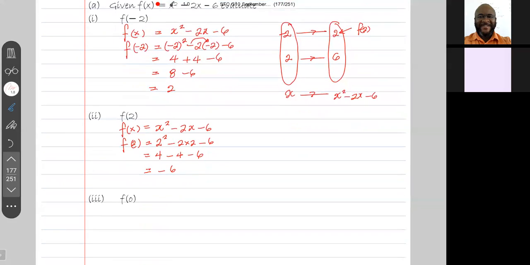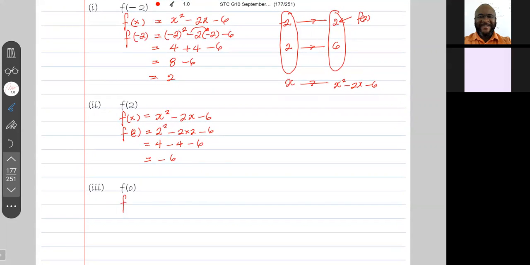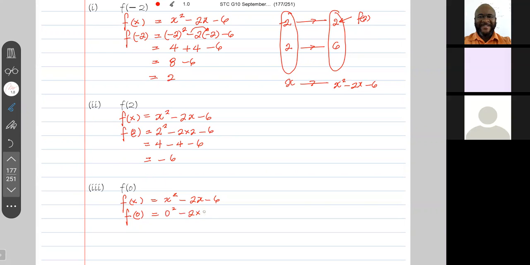Let's find f of 0. f of x is equal to x squared minus 2x minus 6. f of 0, wherever I see x in f, I'm going to put 0. So this is going to be 0 squared minus 2 times 0 minus 6, which is minus 6. So in other words, 0 is also mapped to minus 6. That's what it means. All right.